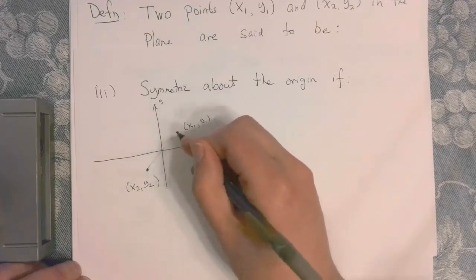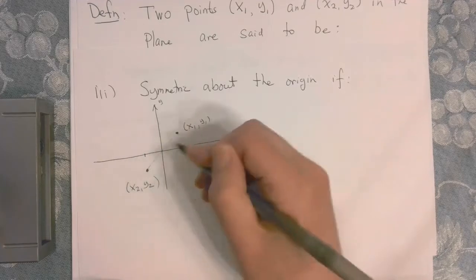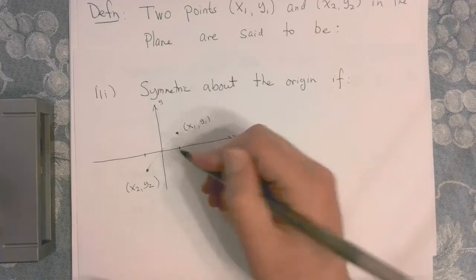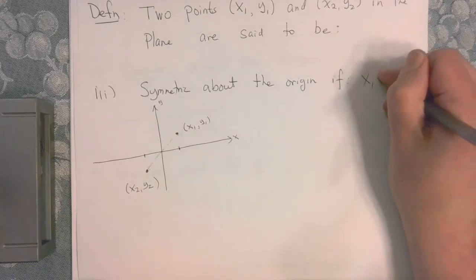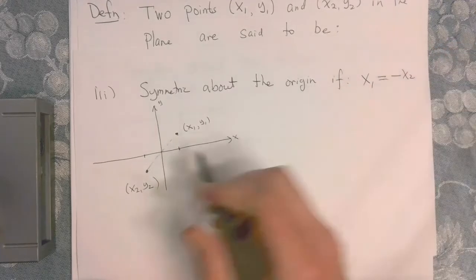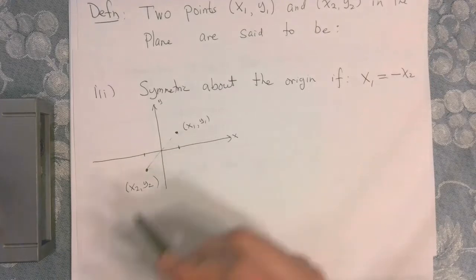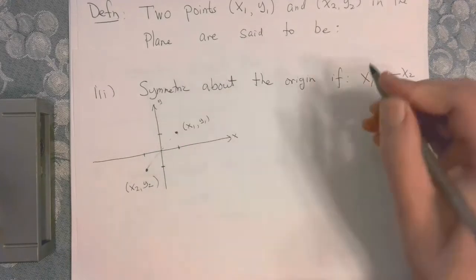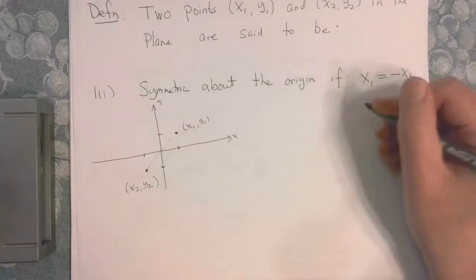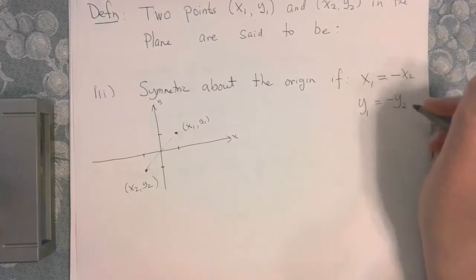And let's think about what happened. Notice that this x value is the negative of this x value. So we need x1 to be equal to the negative of x2, and you can see that. But what about the y's? What can I say about this y value versus this y value? Well, they're also negatives of each other. So I would say that y1 is equal to the negative of y2.